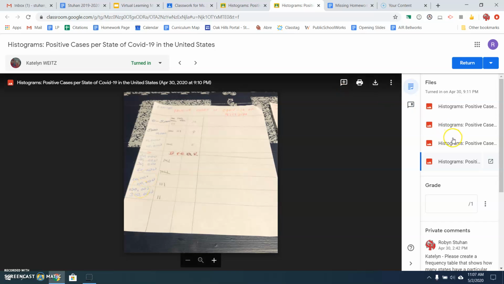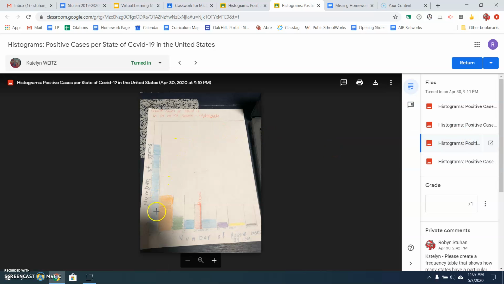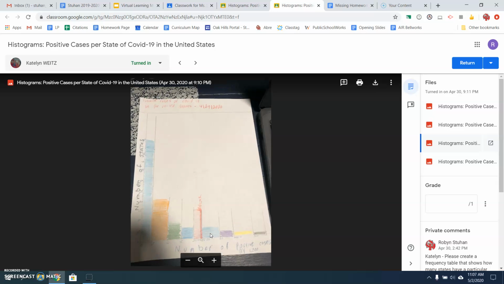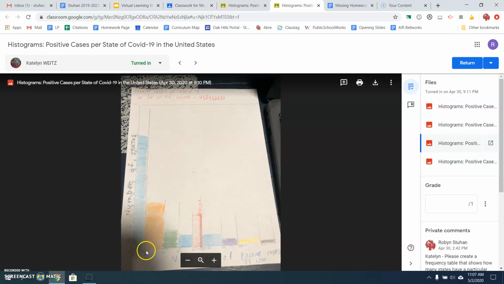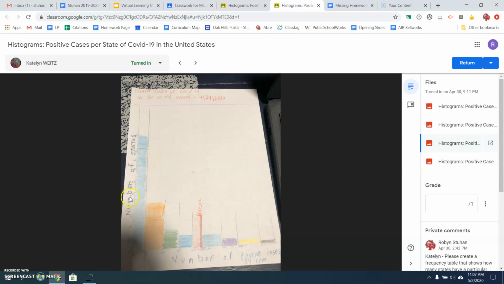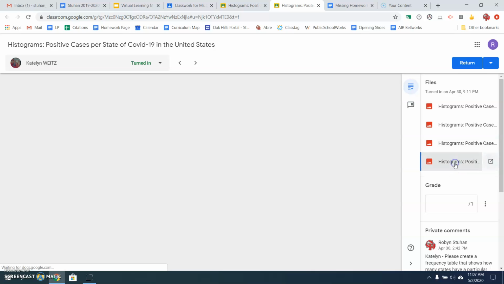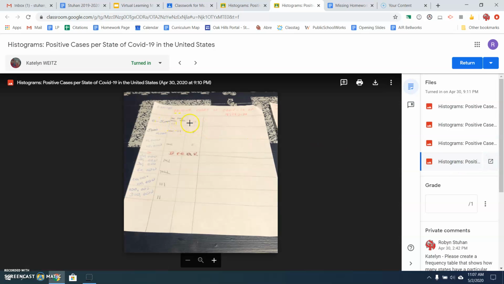Okay, so once you get your frequency chart fixed and straightened up, then we can go to your histogram, and it looks like you did a pretty good job with what you had. You want to make sure that your numbers are on the lines, which they are. This is good. And that you're coloring up to, okay, this is where we had some problems. So you've got 0, 5, 10, 15, 20, 25, and so on. If you look at what you have on your chart, you said that there are 25 states that have between 0 and 5,000 positive cases.